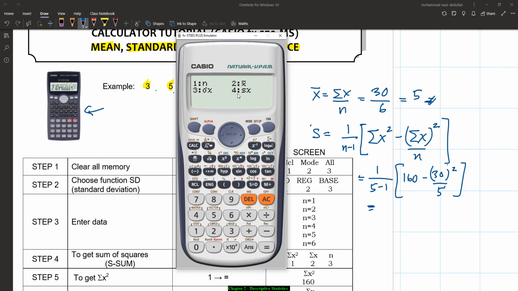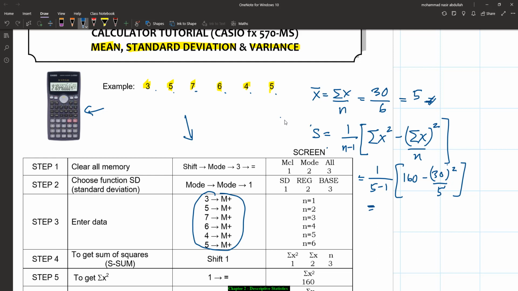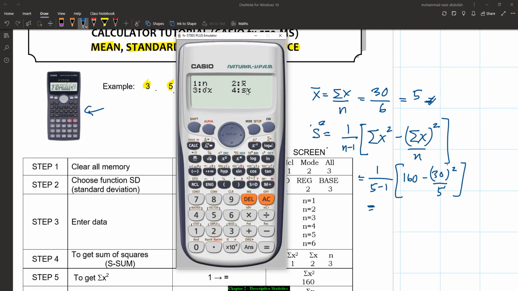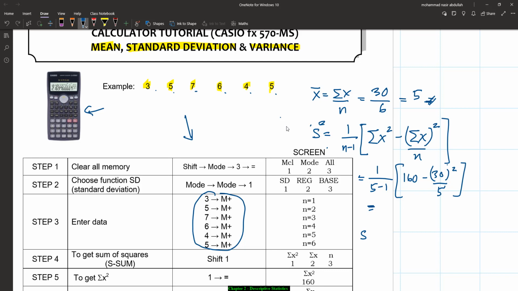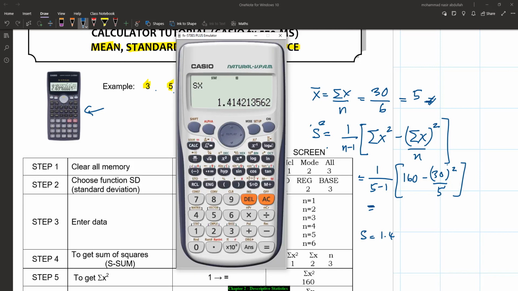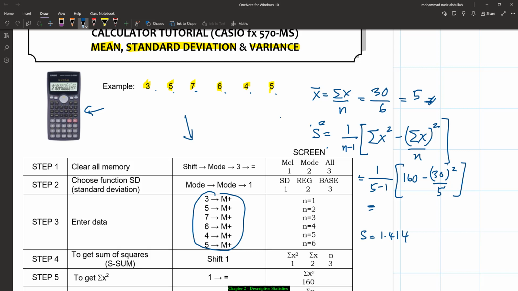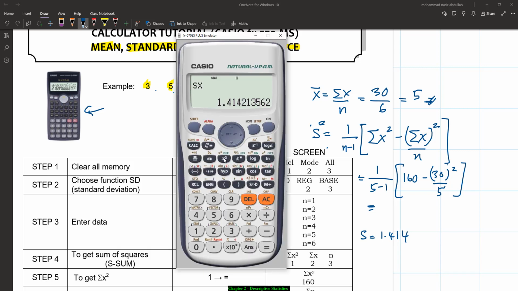It will show sigma x and sx here. Sx, sorry, this is standard deviation. S alone is standard deviation. So we are calculating variance, S square. So Sx is the value of standard deviation, because it doesn't have the square. Remember the symbol for variance is S square. Symbol for standard deviation is just S. So press 4. This is the value of standard deviation, 1.414. For variance, we just need to square this value. So it's equal to 2.